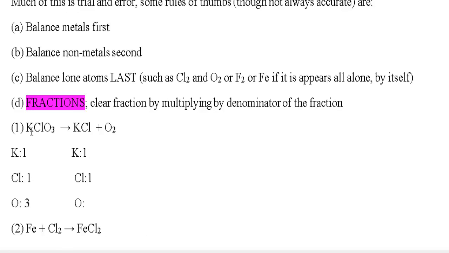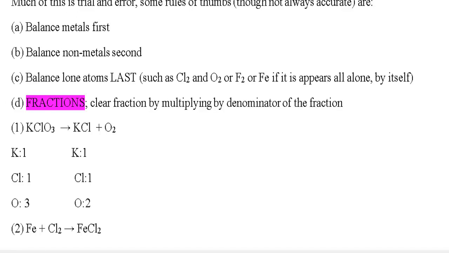Because you see, we don't have even numbers. On our product side, we have 2. On our reactant side, we have 3. How will we ever get them balanced? Because we can't put a number here. I can't put 2 here because that will give me 4. I can't put 3 here because that will give me 6 oxygens. So that's why you need to use fractions. So what fraction can we use?